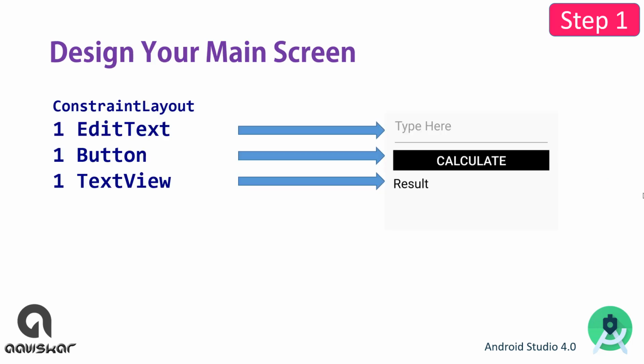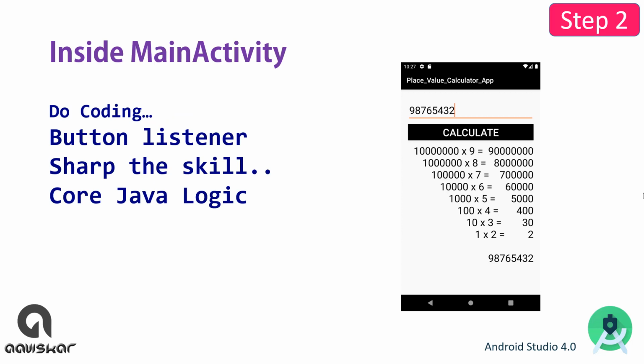Only three things we are going to get inside the layout file: one edit text, one button, and one text view. Inside main activity we need to do coding for the button listener, and the core Java logic we need to sharpen, and some more sound things we are going to perform.